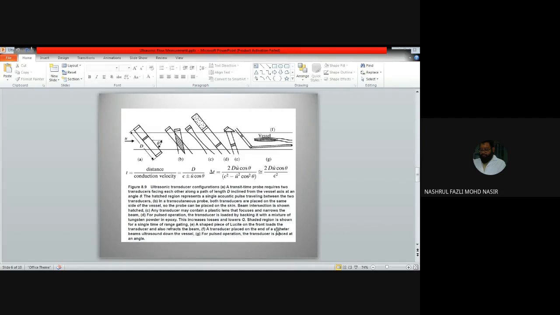A transducer placed on the end of a catheter beams ultrasound down the vessel. So this is the invasive type. In G, for pulse operation, the transducer is placed at an angle. This is how it measures the blood flow.